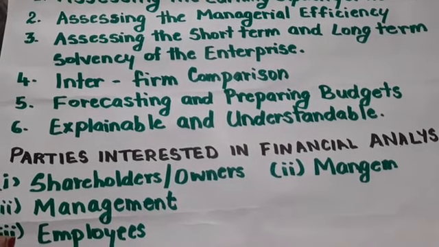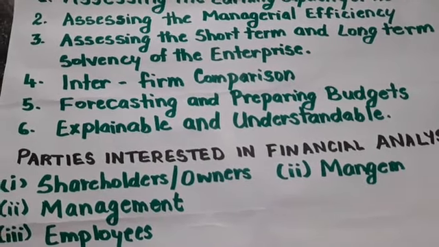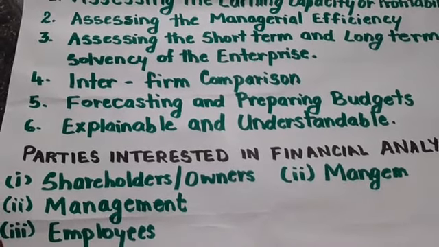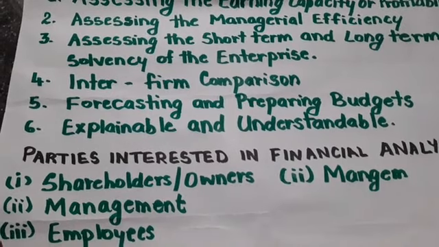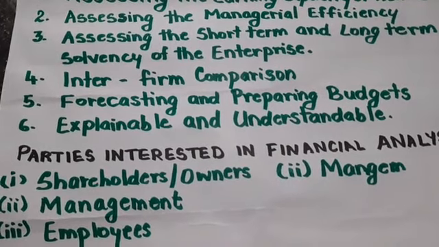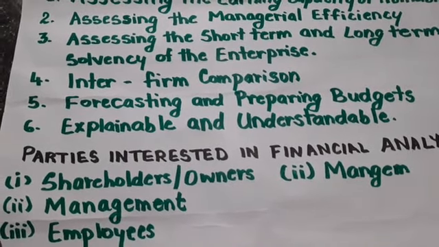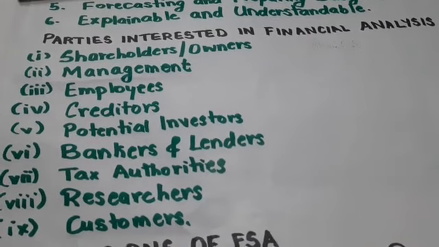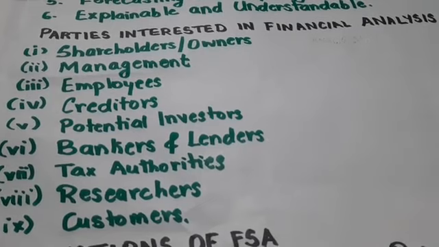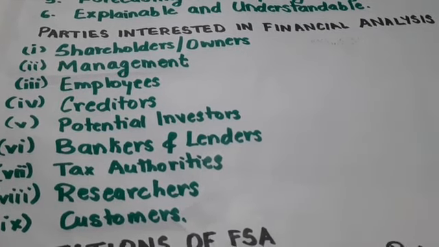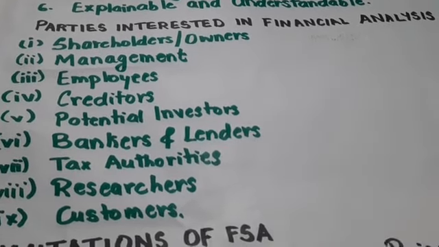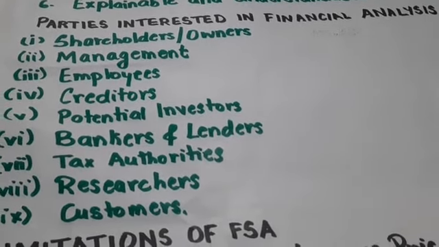Next one is explainable and understandable. The huge complex information in financial statements is made very simple and understandable to any person dealing with financial statement analysis. The next concept is the parties interested in financial analysis. In the last class we studied the parties interested in financial statements. The same parties are also involved in financial statement analysis. Let us review those points.